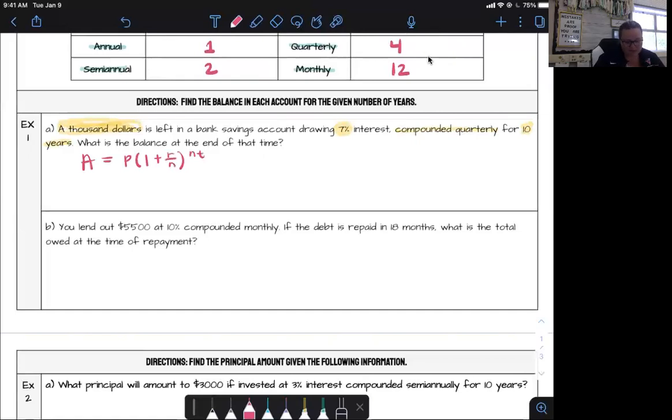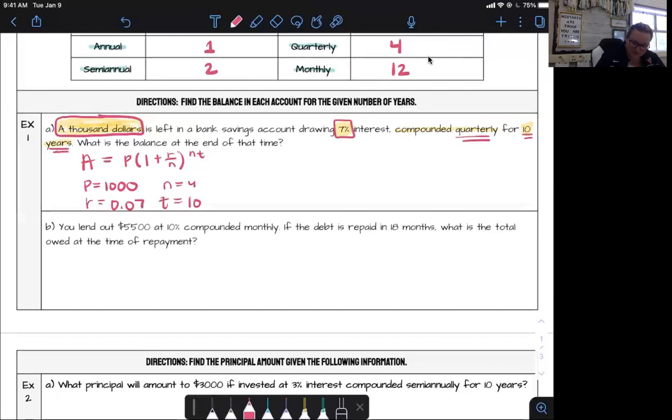So I highlighted the important information. Your initial amount, your original amount, is $1,000, so we're going to plug that in for P. You have 7% interest, so your rate is 0.07. It's compounded quarterly, so n is 4. And for 10 years, so t is 10.